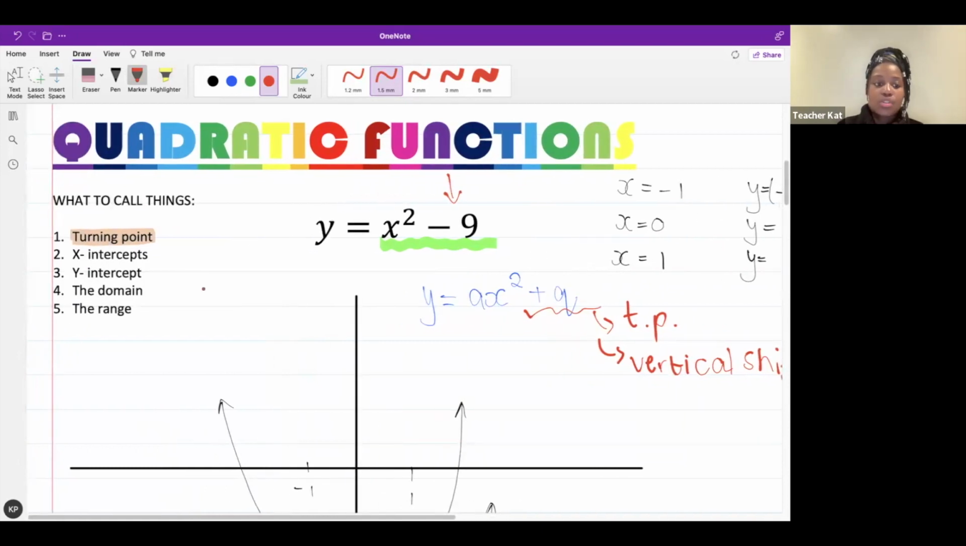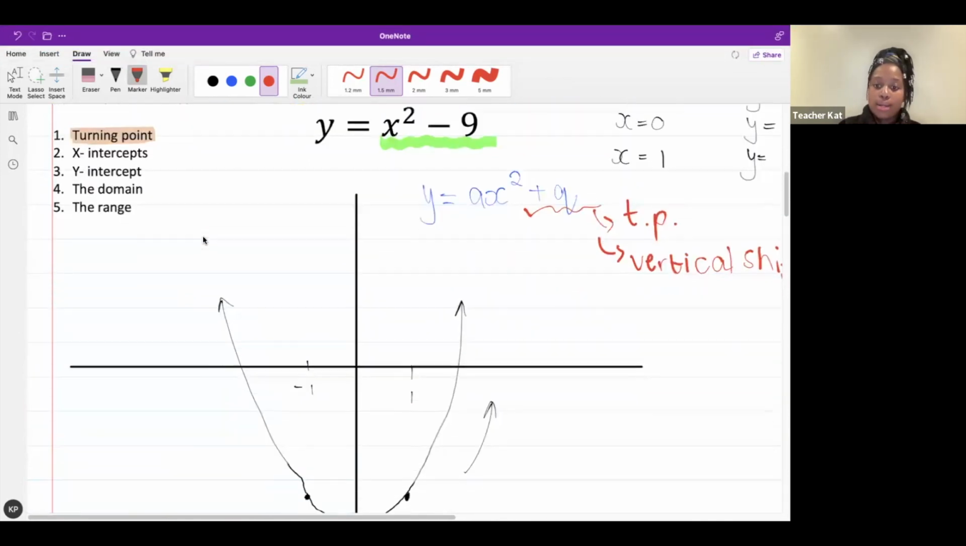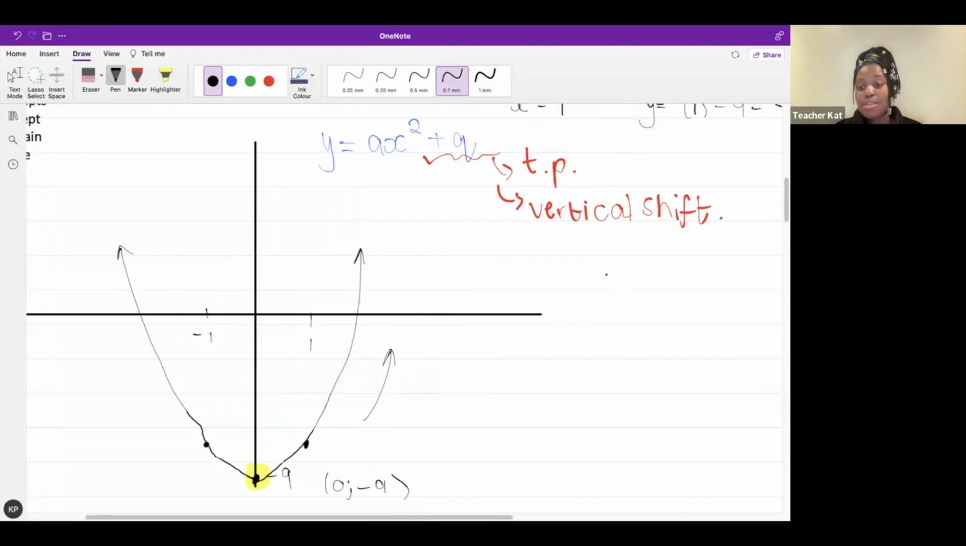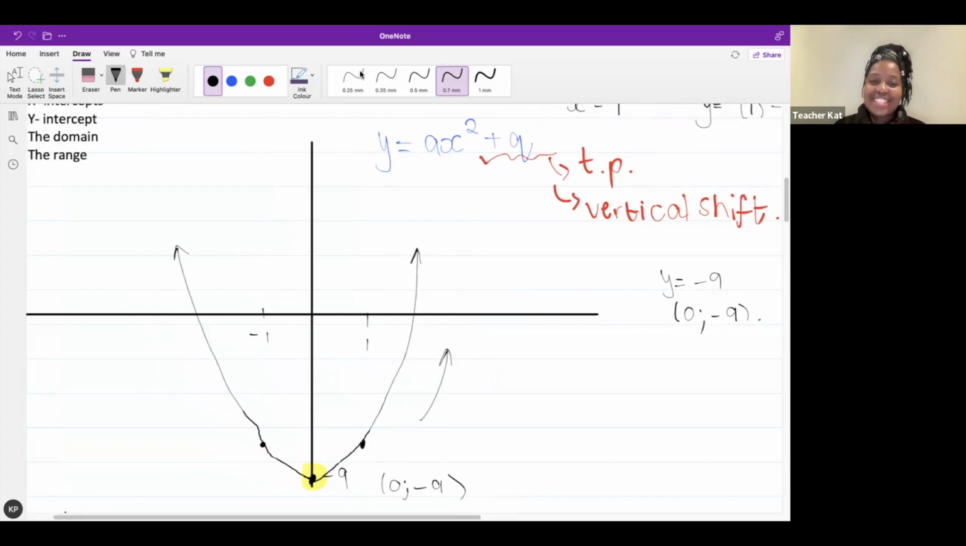All right, now let's talk about X and Y intercepts. I know you guys know these really well. What are my X and Y intercepts? Let's start with Y. Let me move this graph down. What is my Y intercept? My y-intercept, just for this specific case, is the same as my turning point, or the point (0, -9). Will it always be the same as the turning point? What do you guys think?